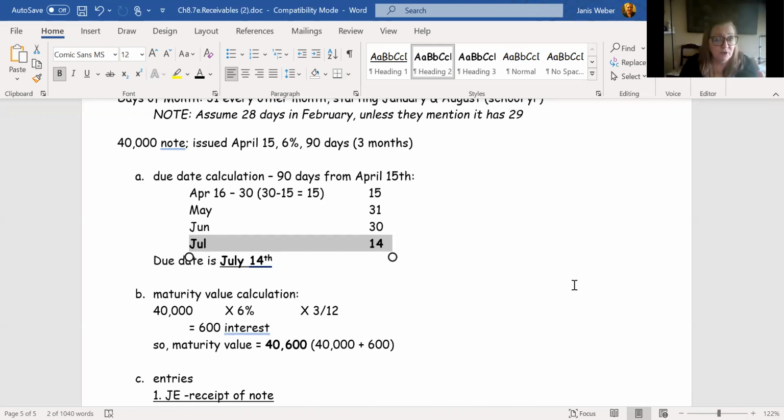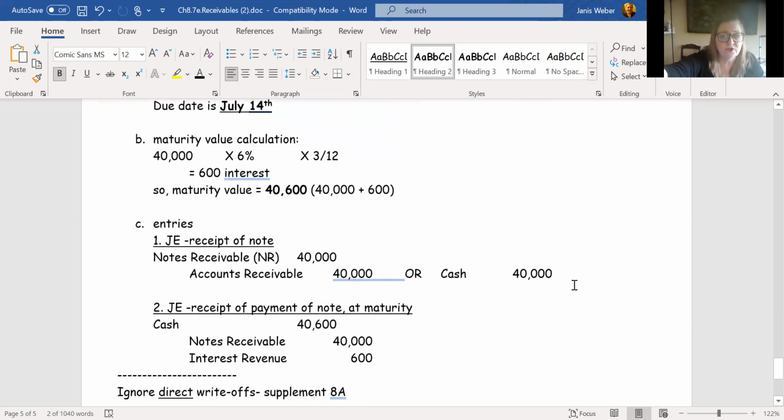So we divide by 12 months and then multiply by 3, or you do it by the days, but it's better to do it by the month. Most of the time, we're going to come to a clean, even number if we go by the months instead. So we're going to have 40,000 times 6% times 3/12. And that's the 90 days. So the maturity value is 40,600. The original 40,000 plus the interest is going to be due at the end. That's the maturity value.